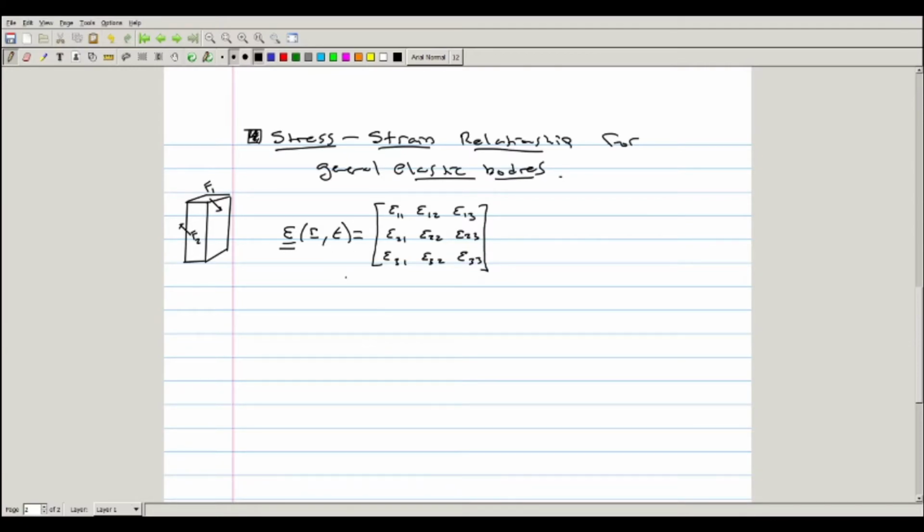So we use typically epsilon as the strain function at some point r in time t, where each one of these represents the stretching of the elastic body at a given point. And likewise, we have another matrix function, sigma, the function of position and time, which is the stress on the body at a point r and at a point t.